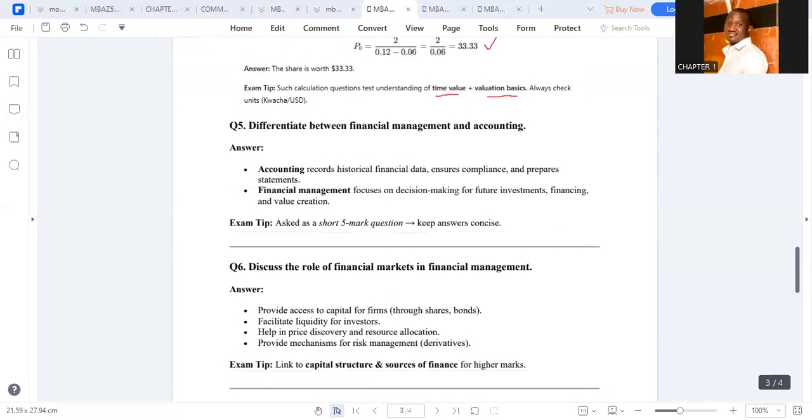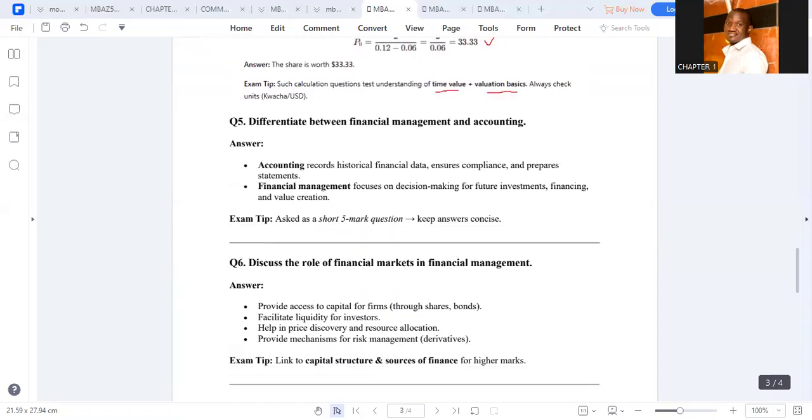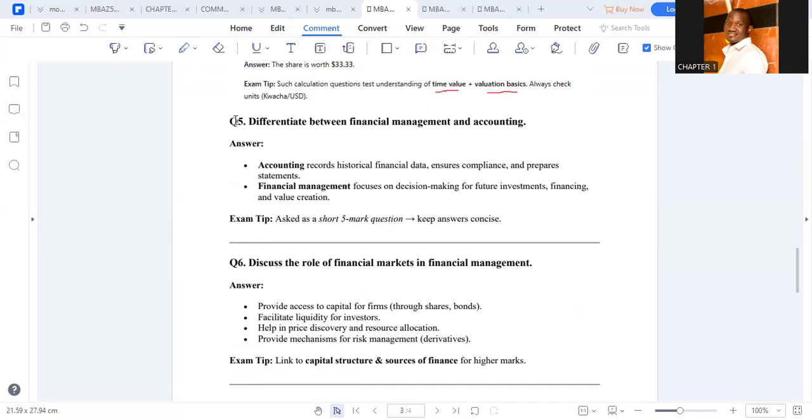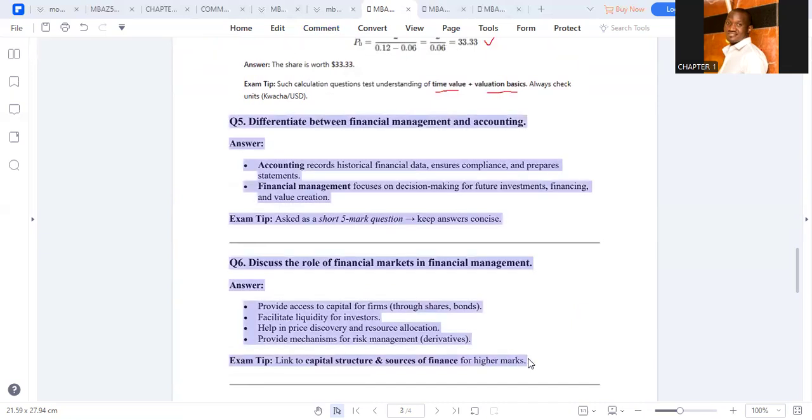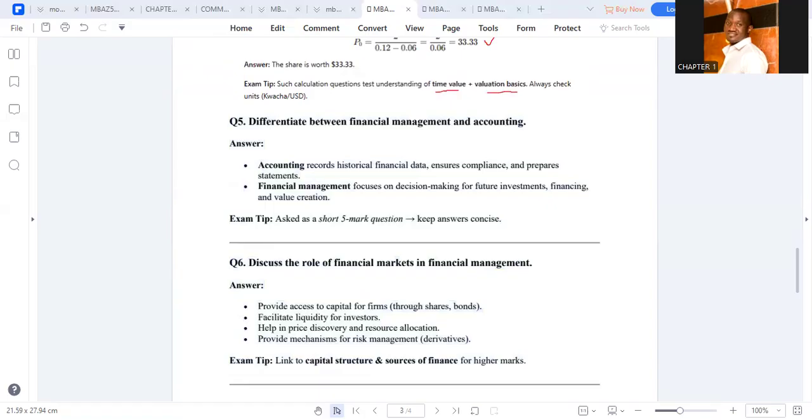Okay, so what's the difference between financial management and accounting? There's a difference between the two. What is the difference between financial management and accounting? Anyone? So financial management is different from accounting. Can somebody tell, by now, since you're preparing for exams, you should know the differences.